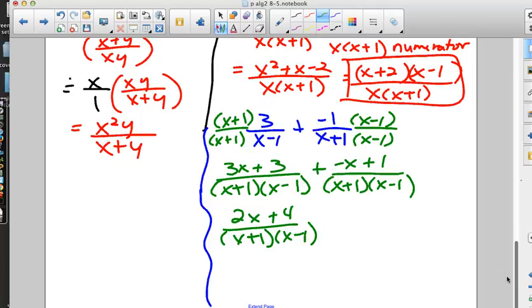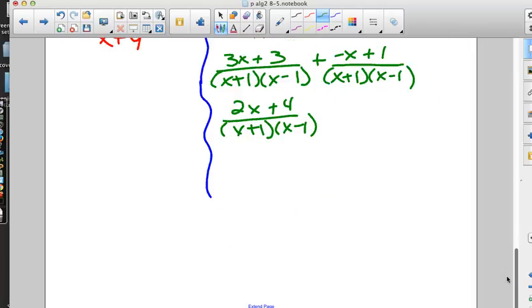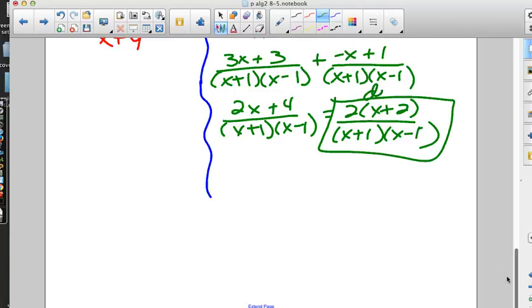Done with that? Yes and no. What could we factor out of the numerator? A 2. Not going to help us do anything right now, but it might in the next step. Mark the denominator. Now what?